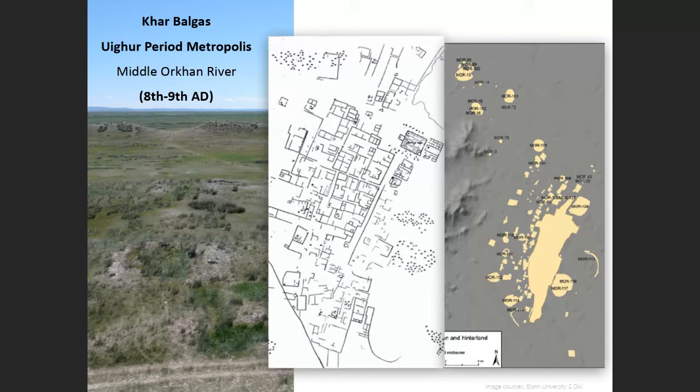And the weird blobby diagram on the right is the city itself and its surrounding hinterland agricultural settlements. We now know from archaeological survey, for the most part, that there were villages and fields and orchards and all kinds of things around Kharbolgas. And this is central Mongolia, so this is a challenging place to be a farmer.